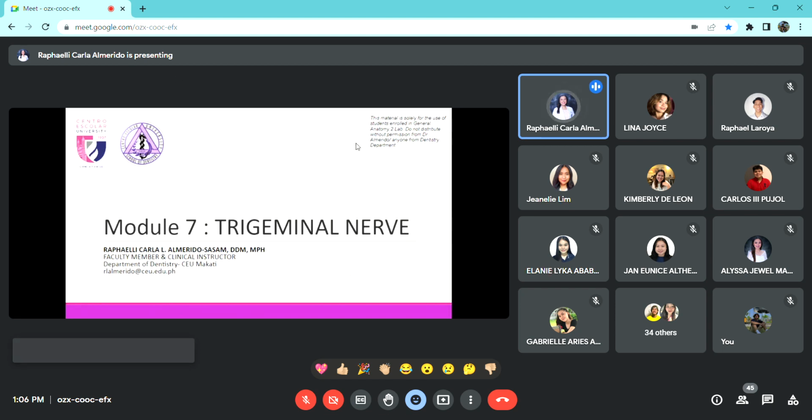Some of the photos from past modules, okay, na siya yung largest. And majority of its branches are sensory in nature, okay? And only the third branch, later you will see what is the third branch, okay? Okay, so the third branch has the motor innervations. The rest are all sensory.